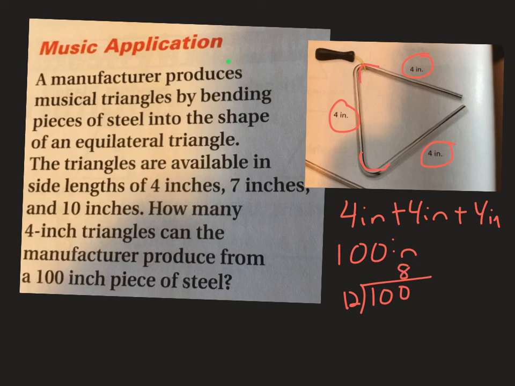And 8 times 12 is going to be 96. And then I'll have 4 left over. So I don't really care about that leftover bit because I'm not going to make part of a triangle. So the answer for this would be that we can make 8 of those triangles from that piece of steel.